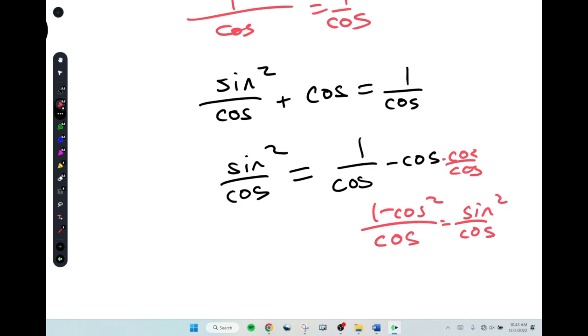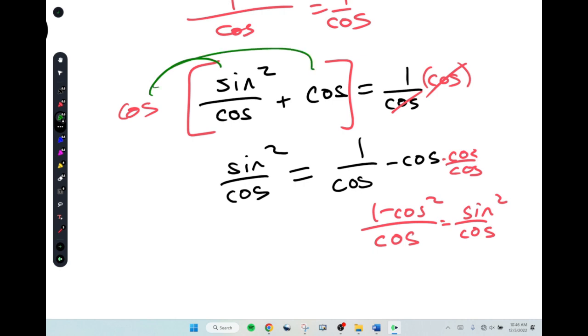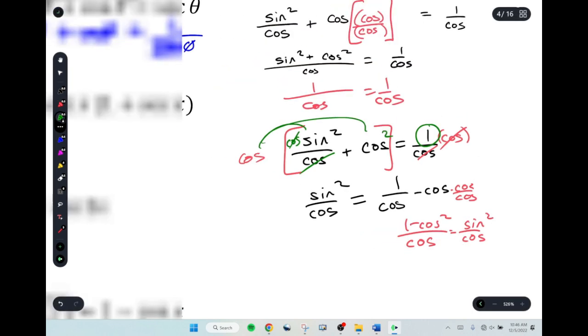Heck, could you cross multiply? Watch this, this is fun. Multiply this side by cosine. What do you get on the right? 1, right? Cosine over cosine, those cancel out. But what you do to one side, you have to do to the other side. Distribute that. What happens to that cosine? It cancels there, right? And sine squared plus cosine squared equals 1. That's a fun way to do it. They're all right. There's no right answer.